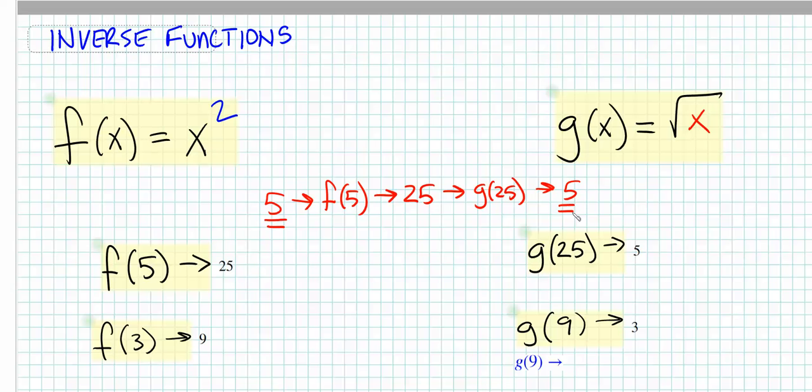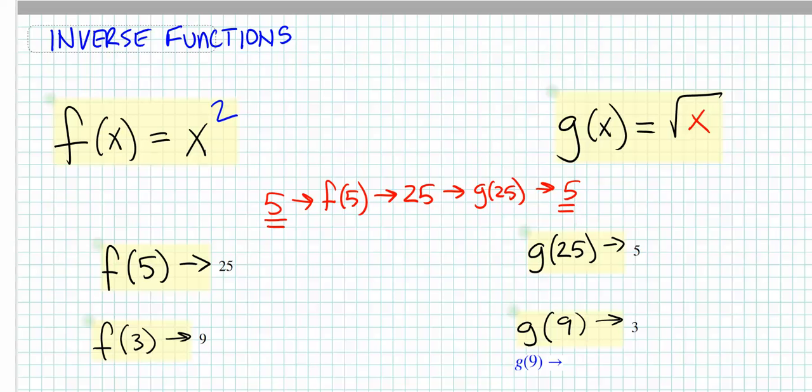So this is paramount to understanding what an inverse function is. It takes whatever you did before, undoes it, and gets you back to where you started. For example, we started with a 5, plugged it into f, and got 25. We took 25, plugged it into g, and it gets us back to 5. So together, inverse functions basically cancel each other out. One gives you back exactly what you started with for the other. So g of x is the inverse function to f of x because it undoes exactly what f of x does to the numbers. Does that make sense? That's the idea of what an inverse function is.